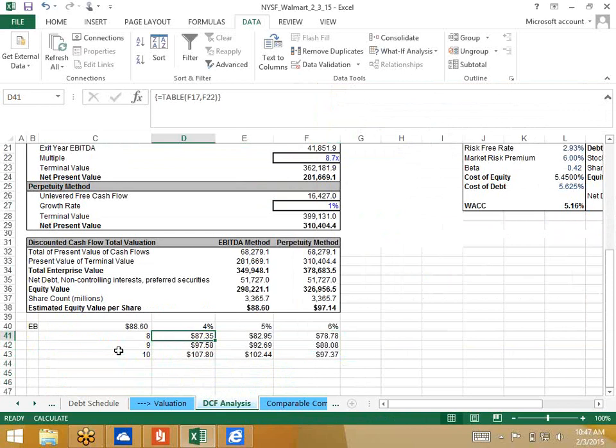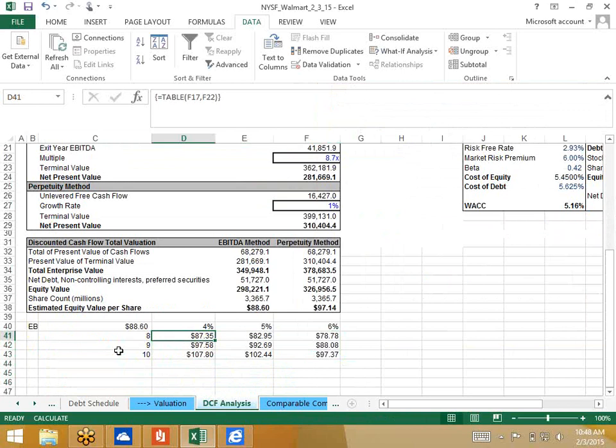Cost more to get that money. Discount rate's higher, present value becomes lower. Multiple goes up, the value goes up naturally because it's a higher EBITDA on the exit. So even though we've established based on the EBITDA method that the stock could be $88, it could go down a little bit to 78, it could go up a little bit more. It depends on these two major variables. It depends on the beta, it depends on the comps.